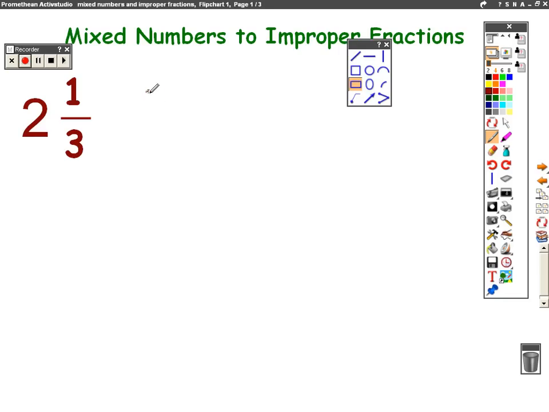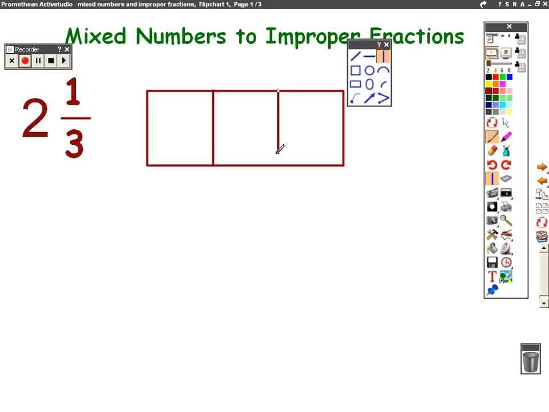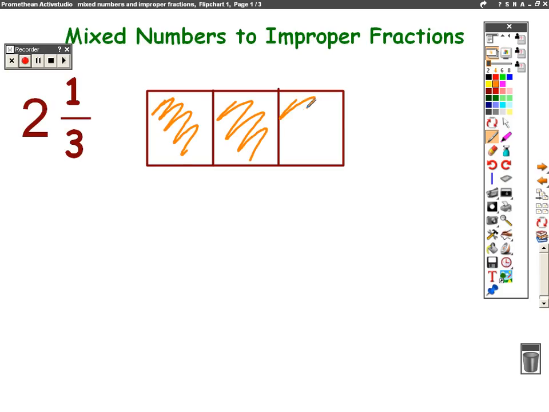I'm going to draw my fraction bar. And I'm going to split into 3 equal parts, because that's what my denominator tells me to do. 1, 2, 3 equal parts. Now I'm going to shade all of that fraction bar in, because I need to shade in 2 wholes. So 1 whole's been shaded in, but I need 2 wholes.